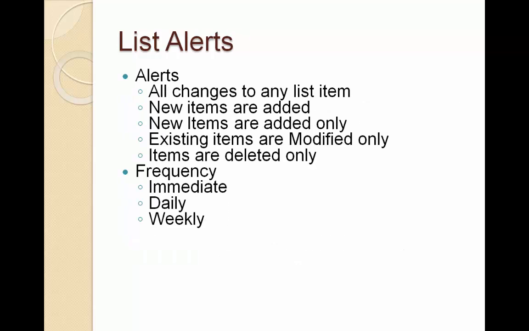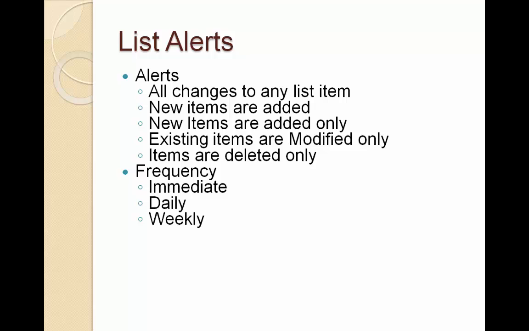Types of list alert are: alert when anything changes, when a list item changes, when new items are added, when new items only, when existing items are modified, items only. And the frequency of alerts could be immediate, daily, or weekly. So these are the types of alerts you can set up on the list. If any change is made to a list item, shoot an alert out.